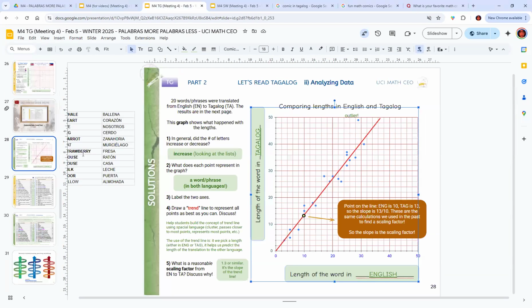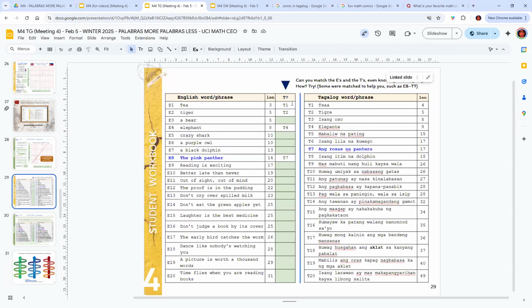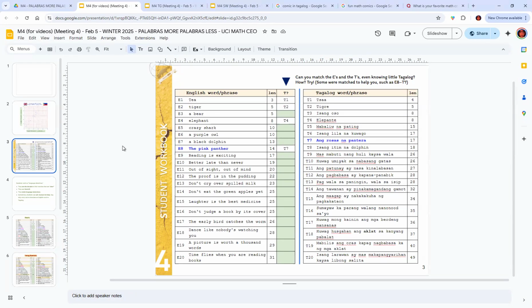So let's read Tagalog, and it's analyzing data, but not this part about answering these questions, but rather this match. So can you match the E's and the T's? So let's take a look. We have this list of words or phrases. This is sorted by length.